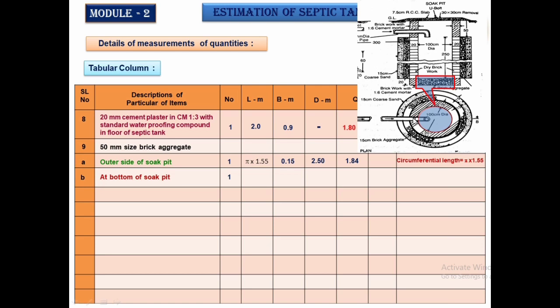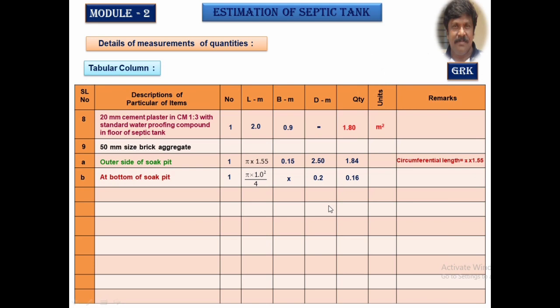We are not going to consider the mean diameter and the circumferential length. We are going to completely take the area into consideration. So it is pi d square by 4 into the thickness of that, which is 0.2 meter. Now this completes the brickwork quantities, brick aggregates.